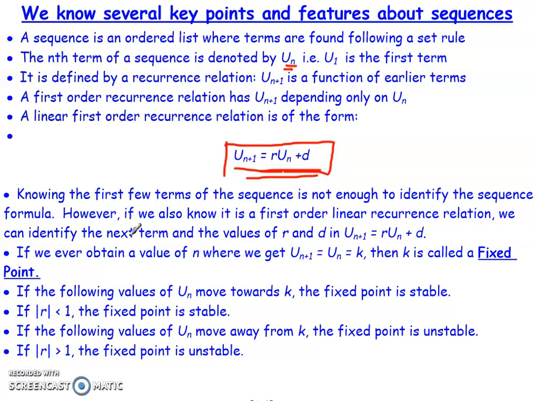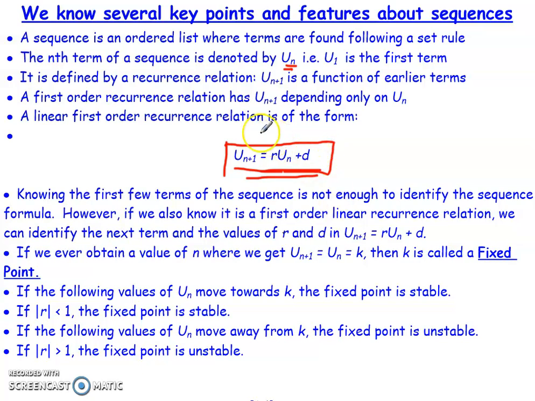Another big thing we are able to say about a sequence or a series of numbers is that if we ever obtain a value for n where the next term is equal to the previous term, which is equal to some value k, then k is called a fixed point. Now you can think of that as a limit to the sequence, i.e. it's never going to go above that. Think of it in terms of limits of functions when we looked at that. It's what a point tends to in terms of the overall value.